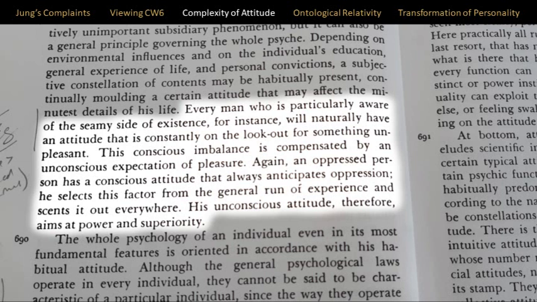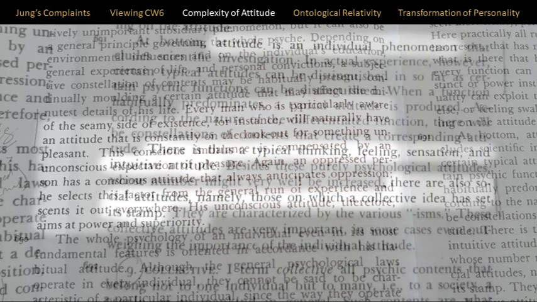His second example is oppression. He says, again, "an oppressed person has a conscious attitude that always anticipates oppression. He selects this factor from the general run of experience and sends it out everywhere. His unconscious attitude, therefore, aims at power and superiority." Psychological Types is a book about a wide range of attitudes, of which the typological functions are just examples, although very significant and frequently occurring examples.